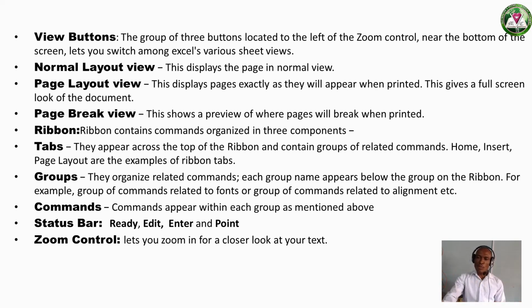Down at the bottom of the screen, right side, there are certain views that Excel allows you to look at the data. You have one, the normal layout view. This view displays the page in the normal view. Another one is the page layout view. The page layout view displays pages exactly the way they will appear when they are printed. It will just give you a full view of the screen.